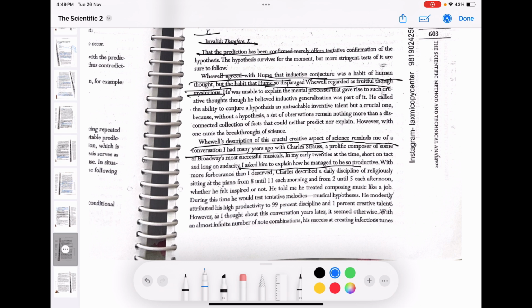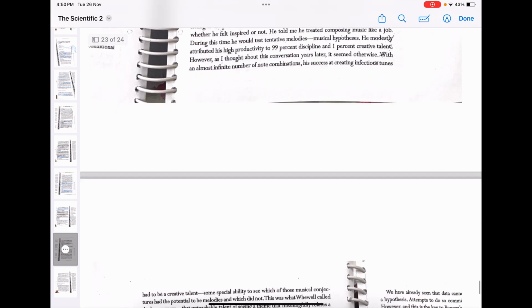He told me that he treated composing music like a job. During this time, he would test tentative melodies, musical hypotheses. He modestly attributed his high productivity to 99% discipline and 1% creative talent. However, as I thought about this conversation years later, it seemed otherwise, with an almost infinite number of note combinations.